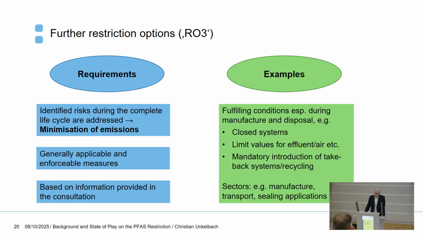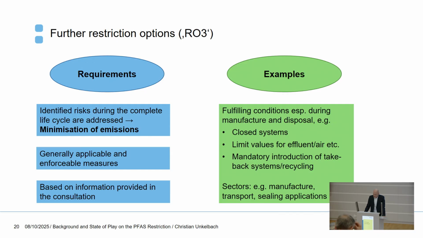I alluded to 3 restriction options. I already mentioned the first one as a total ban with a 18-month transition period. This is not the one we would propose as a dossier submitter. I alluded to restriction option 2 already, but restriction option 3 would include additional requirements for it to actually take effect in case the identified risks during the complete life cycle are sufficiently addressed and the emissions are already minimized.